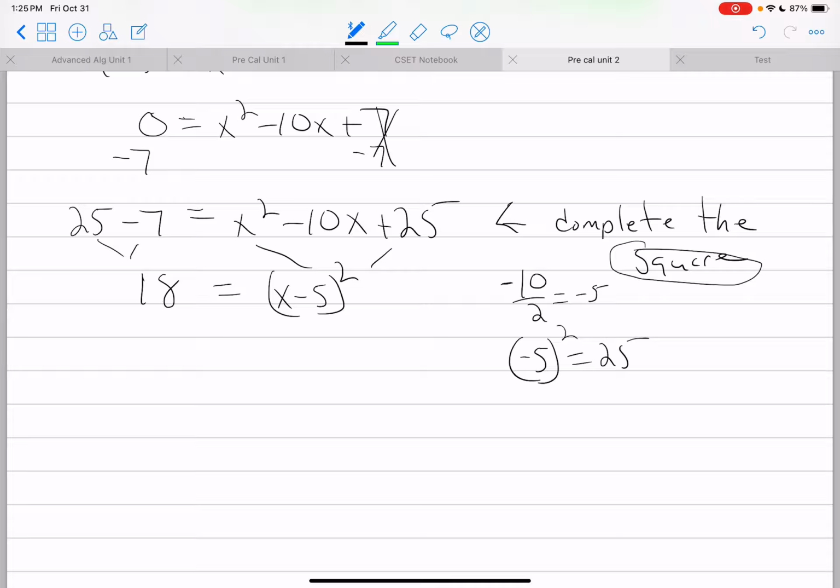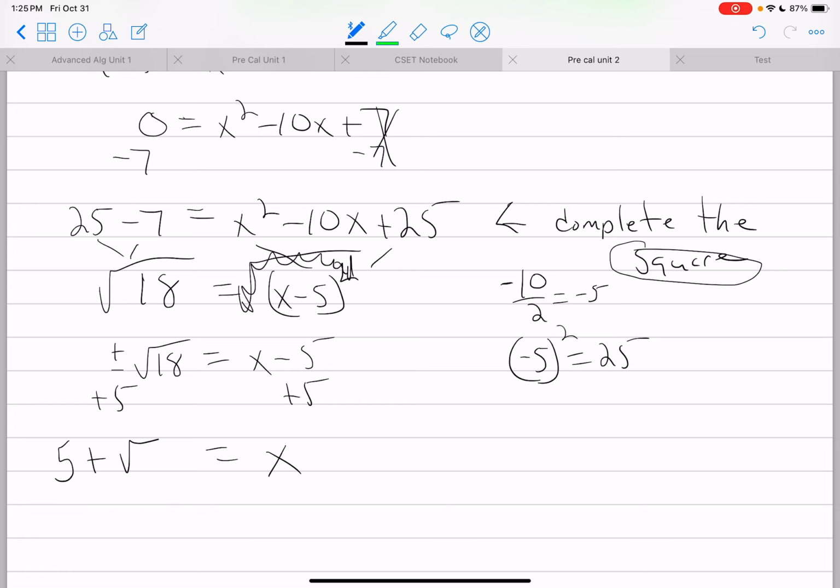So what do I need to do now to get x by itself? I need to take a square root, and I need to take a square root. So the square root of 18 equals x. Remember, we took the square root because that cancels with that, x minus 5. And remember, it's the plus or minus square root of 18. So now I'm going to go ahead and add 5. Add 5. I end up with x equals 5 plus the square root of 18, or x equals 5. Remember, it was plus or minus. Minus the square root of 18.